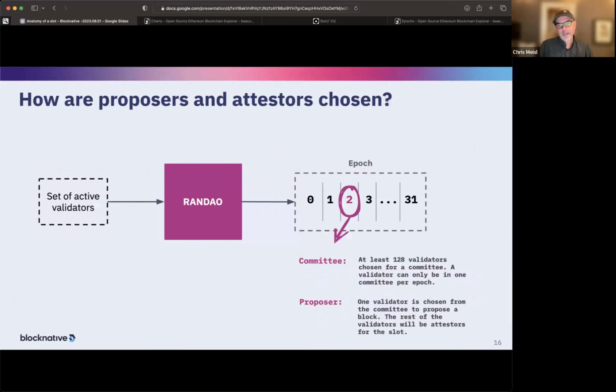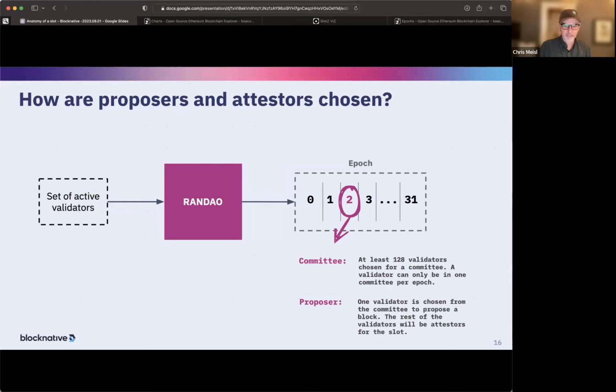Okay, and just a quick reminder that not all validators are voting or attesting for every slot, every epoch. Committees are formed using this RANDAO function, so that it's randomized across the network, and for every slot, one validator is anointed to be the proposer for that.